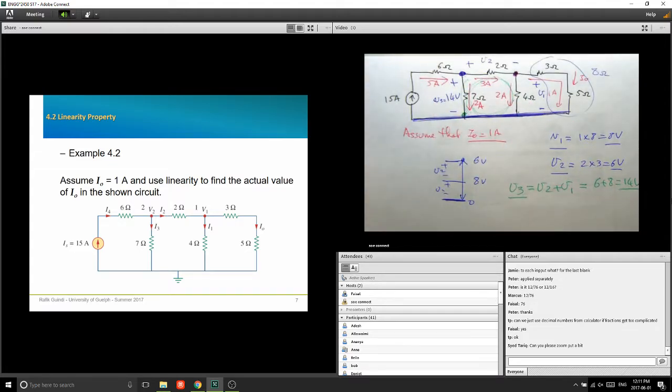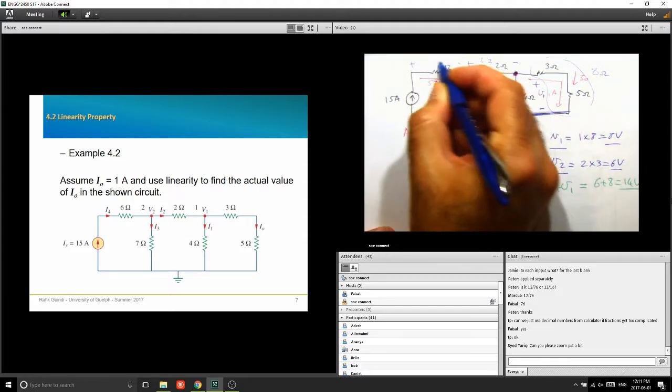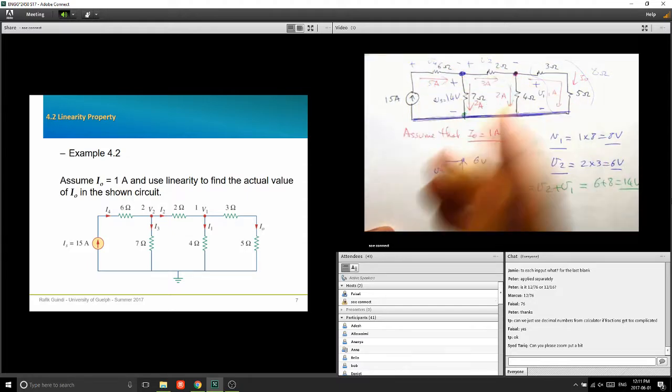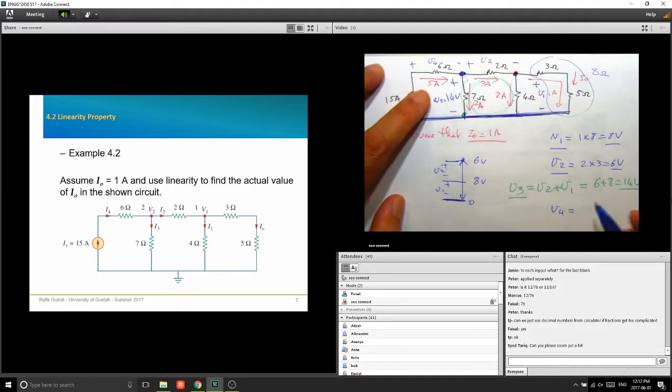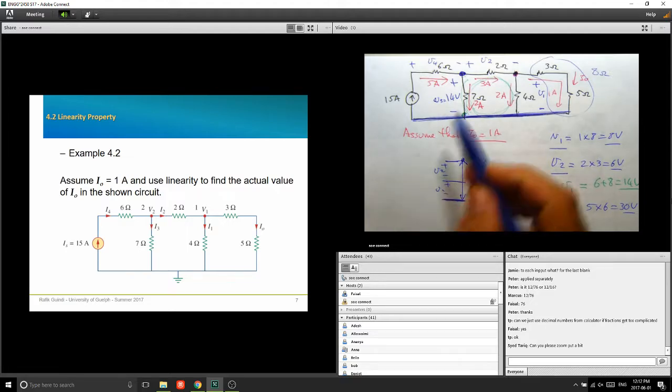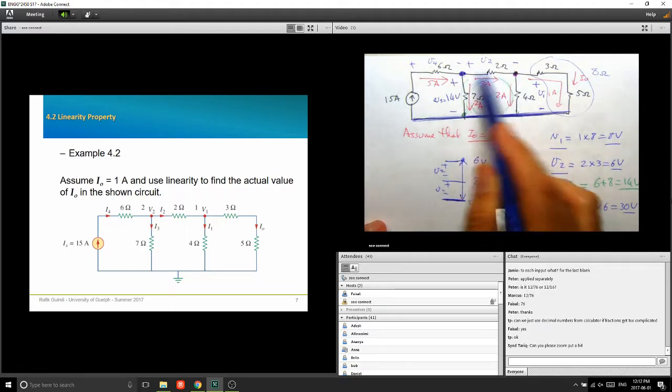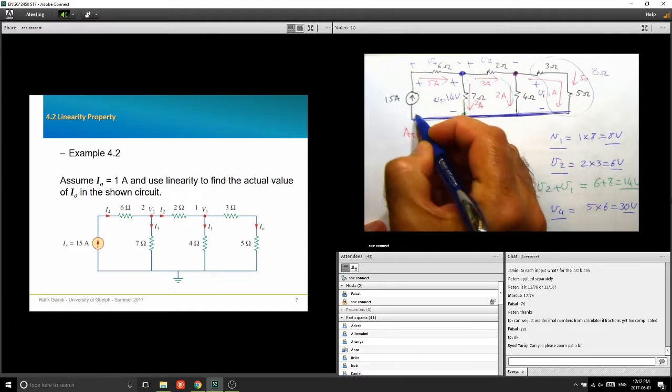One final voltage, I'm going to call that V4. V4 equals, according to Ohm's law, 5 times 6. Now, like we found V3 by adding these two, I want to find the voltage here. I'm going to call that Vs.